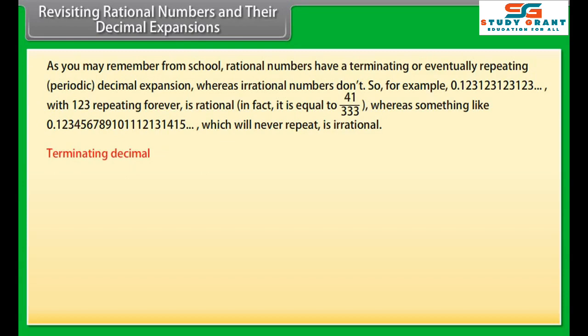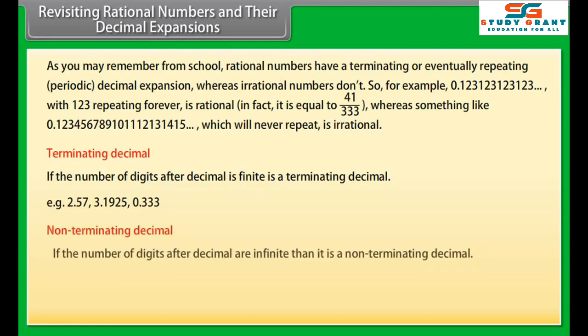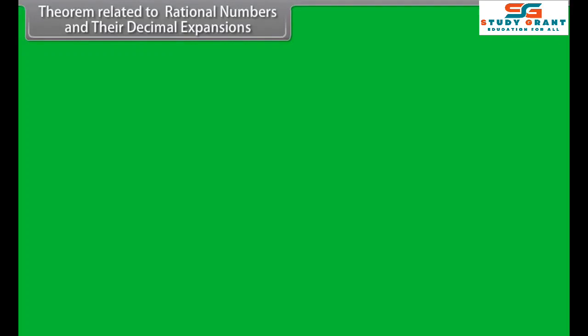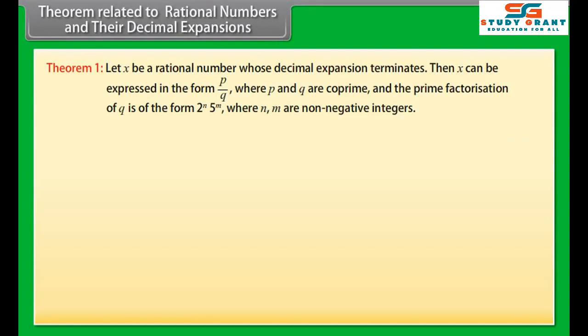Revisiting rational numbers and their decimal expansions. As you may remember from school, rational numbers have a terminating or eventually repeating periodic decimal expansion, whereas irrational numbers don't. So, for example, 0.123, 123, 123, 123, and so on, with 123 repeating forever is rational. In fact, it is equal to 41 upon 333.